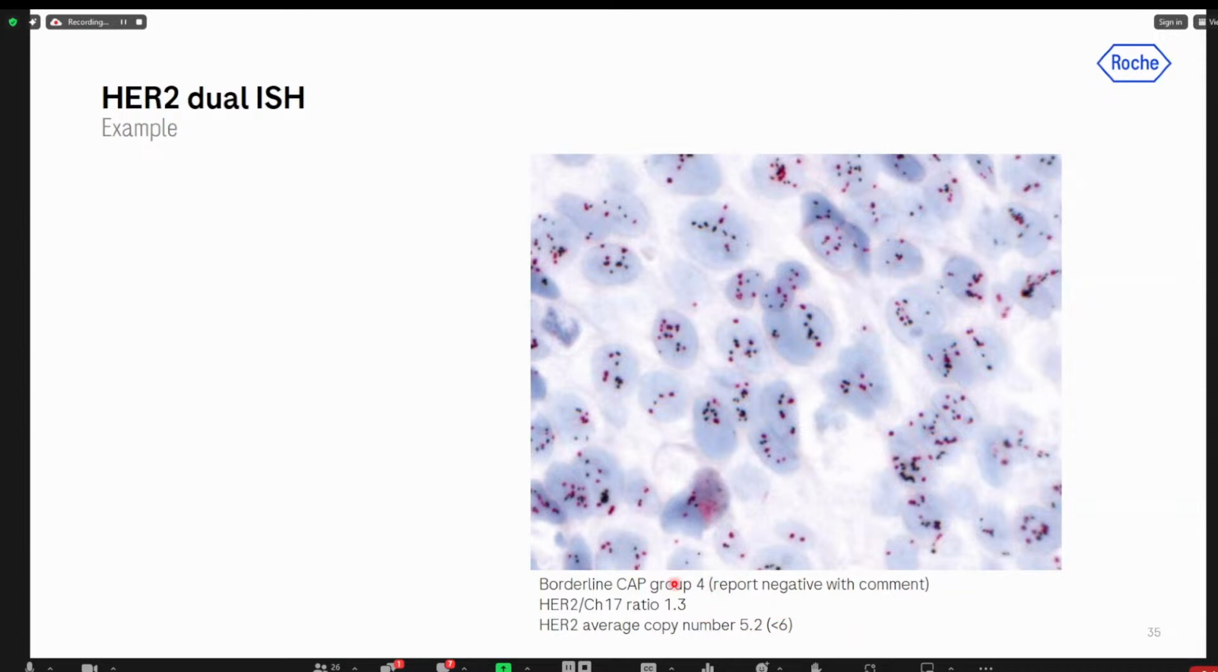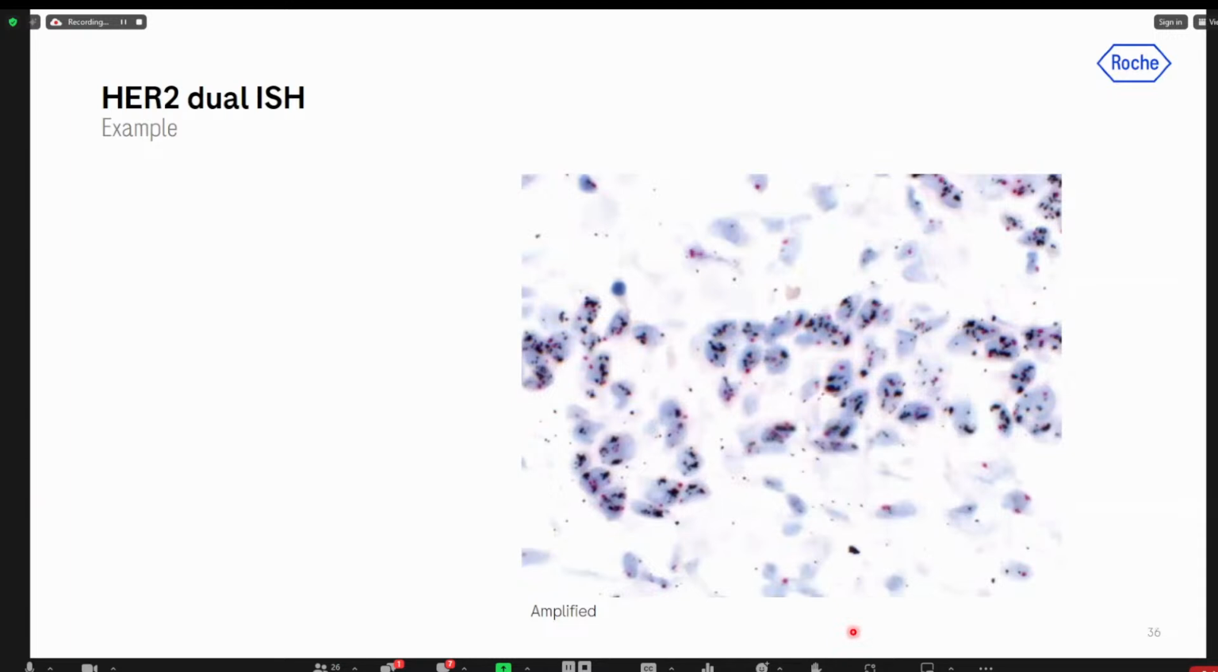This is a group 4, which is a true borderline, not quite making it for amplified. Clearly amplified with small clusters, and we don't see a busy chromosome 17. You can see that the normal cells here in the background are acceptable because we see the HER2 and the chromosome 17.